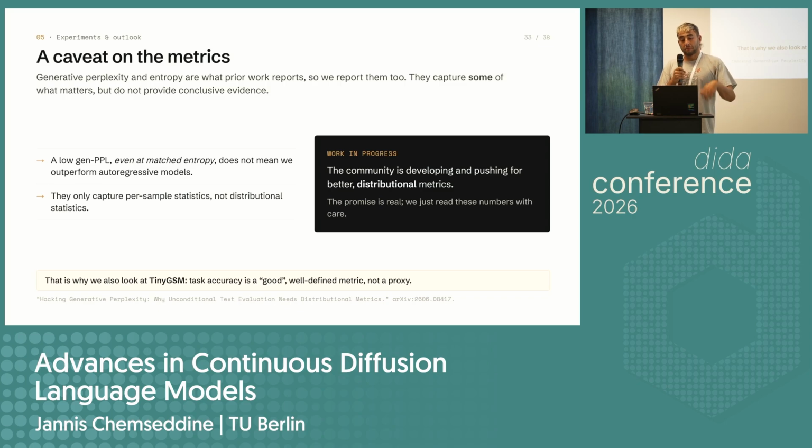This is a problem which I think the community is aware of. There was a paper 1 or 2 weeks ago which really shows how you can hack these metrics. So all these numbers that I showed you are definitely indicative of performance, but they are not conclusive.